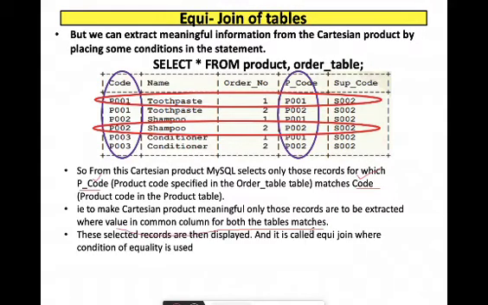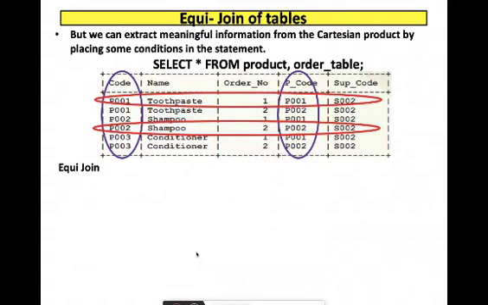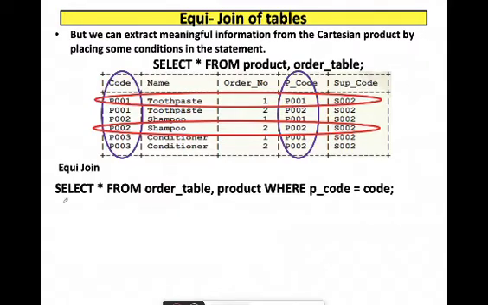Now, where the concept of equality comes, it becomes equijoin. Whenever to the cross join we put a condition of equality using where, it becomes equijoin. So whenever the value of the common column is equal in the rows, those rows are picked, and this becomes the equijoin in which the condition of equality is used. Let us see how the query is formed for equijoin. Now this is the query of equijoin.